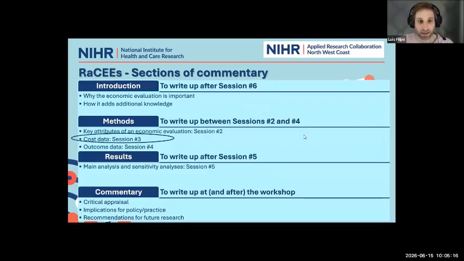Okay. So we are still in the method section, which is basically all these sessions between 2 and 4 are going to be about the methods. We saw the key attributes. Now it's the costs, and then it will be the outcome data. It's funny because we are spending a lot of time with the methods, and then you will see that in the commentary, it's actually going to be the smallest section. But it is fundamental because you need to understand the methods in order to understand the economic evaluation, in order to then do the critical appraisal and produce the commentary.